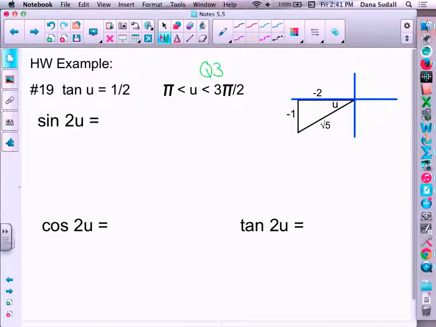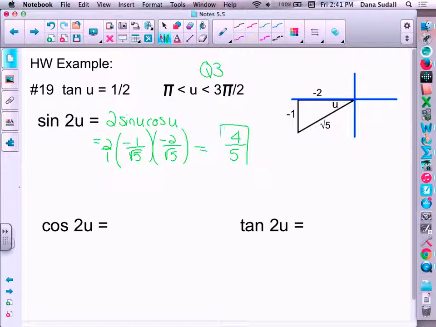Sine for 2u then, expand it using your identity. It would be 2 sine of u cosine of u. Using that triangle, since I know about angle u, my sine would be -1 over root 5. And the cosine for that triangle is -2 over root 5. All right, multiplying numerators together, I'll get +4. Multiplying denominators together, I get +5.